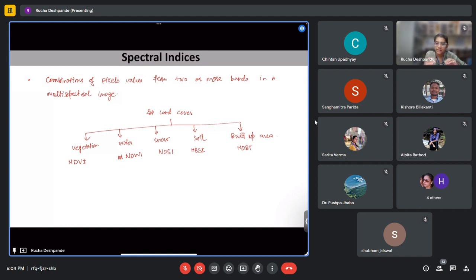So, most of the indices are normalized differences. This normalized difference would be a difference between two spectral bands which highlight the characteristics of these particular types of land covers. So we'll look at some of these indices and try to understand how they help us enhance these features better.